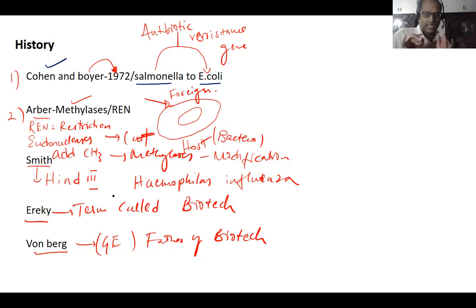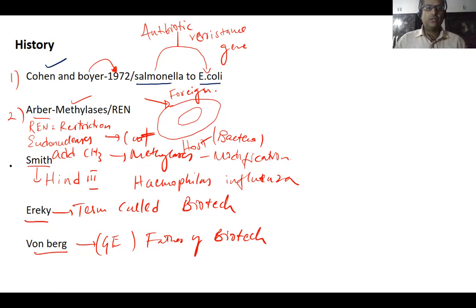So what does an antibiotic resistance gene mean? Suppose an E. coli or Salmonella is able to grow in antibiotics and withstand them. There will be no effect from the antibiotics. The Salmonella will not be killed, or the E. coli will not be killed because of the antibiotics. So that resistance will be developed in the bacteria. That gene we have to transfer from one bacteria to another bacteria. That was the first experiment done very successfully in the year 1972.